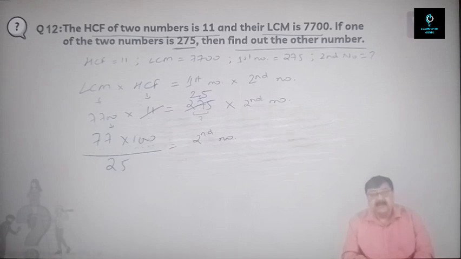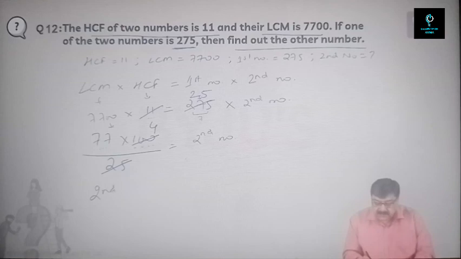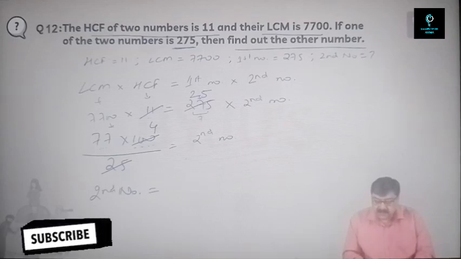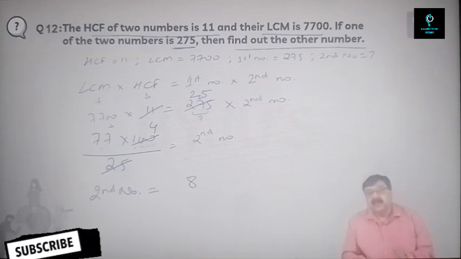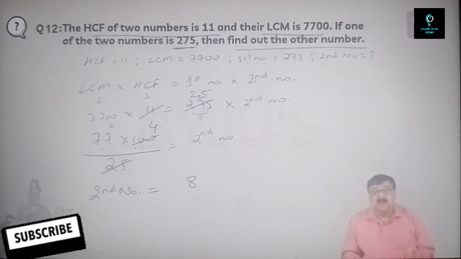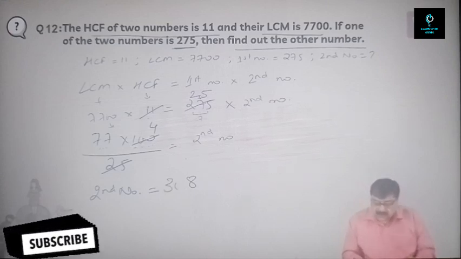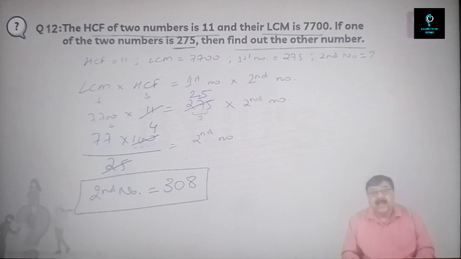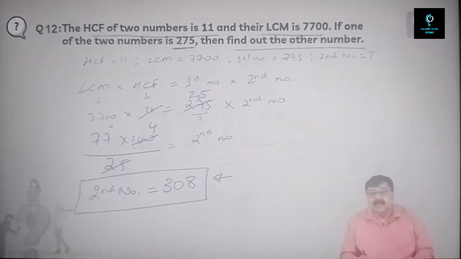Reason, 25 will cancel out 100 by 4 because 100 is a multiple of 25. So it goes by 4. So the second number here shall be 4 7s are 28. Again, 2 is carryover. 4 7s are 28 plus 2, that is 308, which becomes the answer. This is the second number.